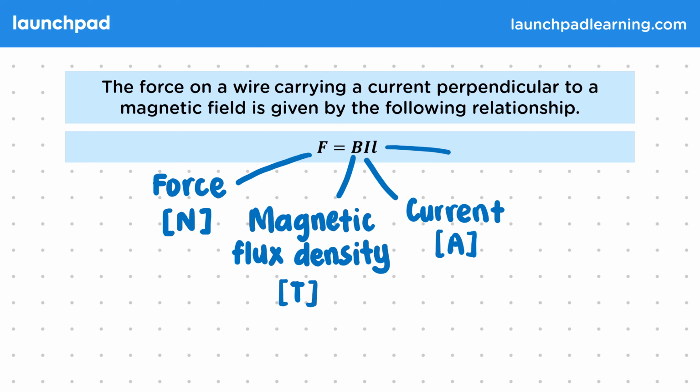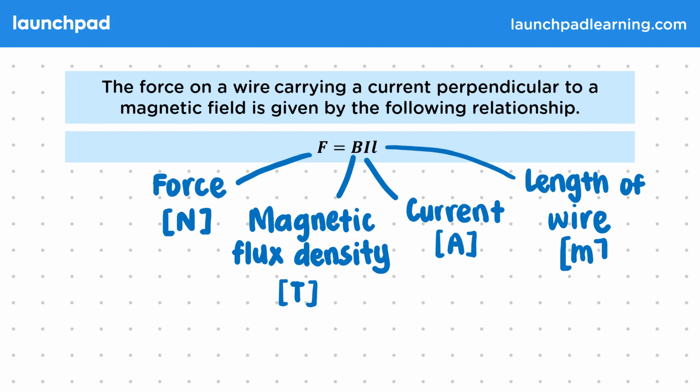And lastly, L is the length of the wire which is in the field. The more of the wire there is in the field, the more of the current will be as well, which leads to a larger force. We should measure this length in meters. Otherwise, we won't be able to calculate a force in newtons.